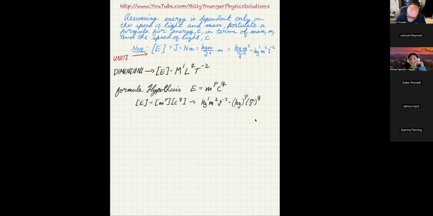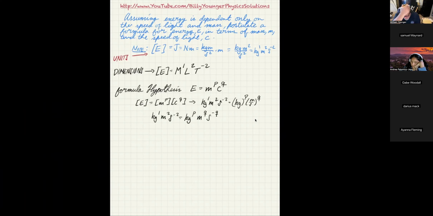So now all I've got to do is figure out a p and a q that makes all of this true. I've got kilograms to the 1 power, meters to the 2 power, seconds to the negative 2 power. I've got kilograms to the p power. I've got meters to the q power. And I've got seconds, since seconds is on the bottom, that's actually to the negative q power. Does that make sense to everybody? Anybody have any questions on that?